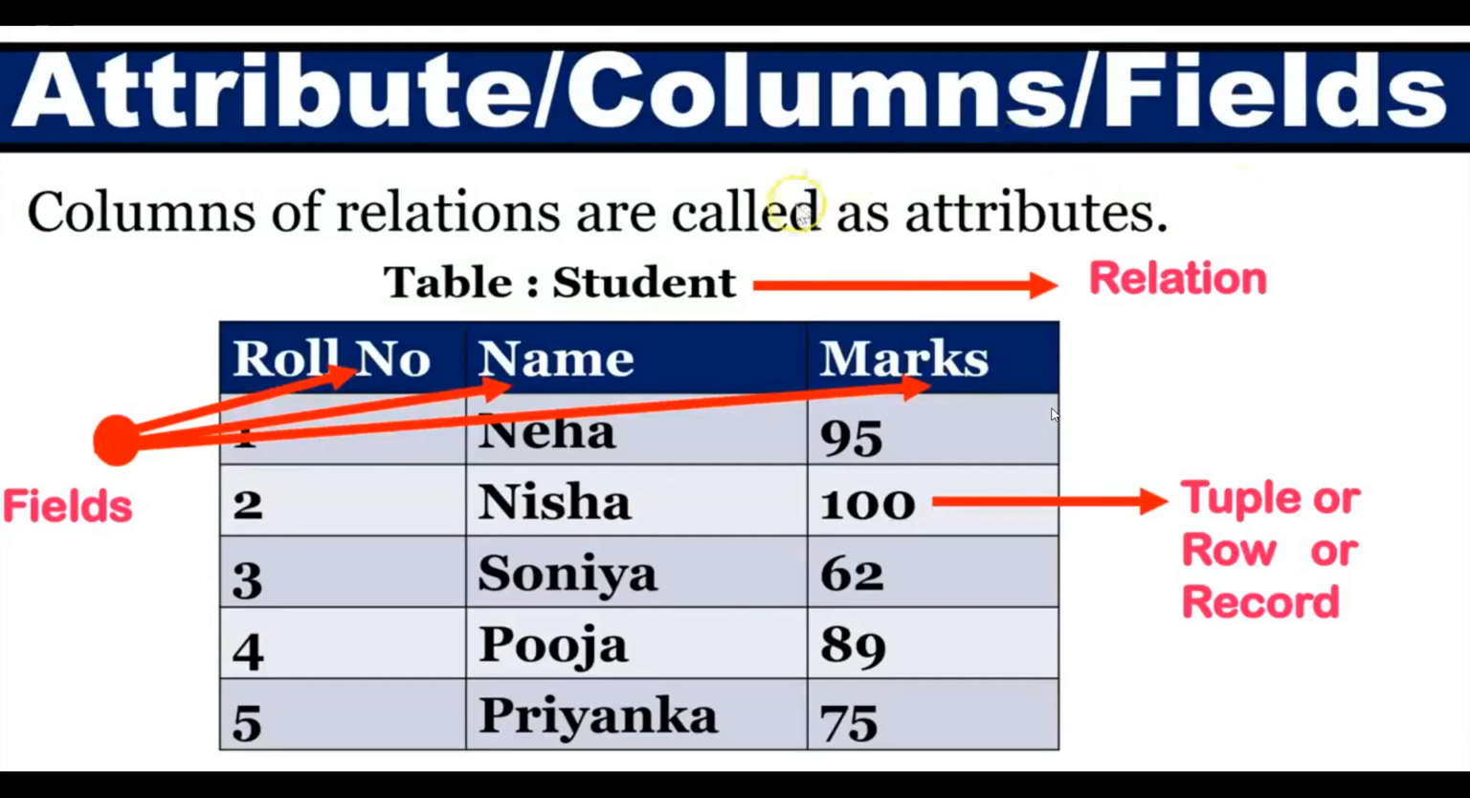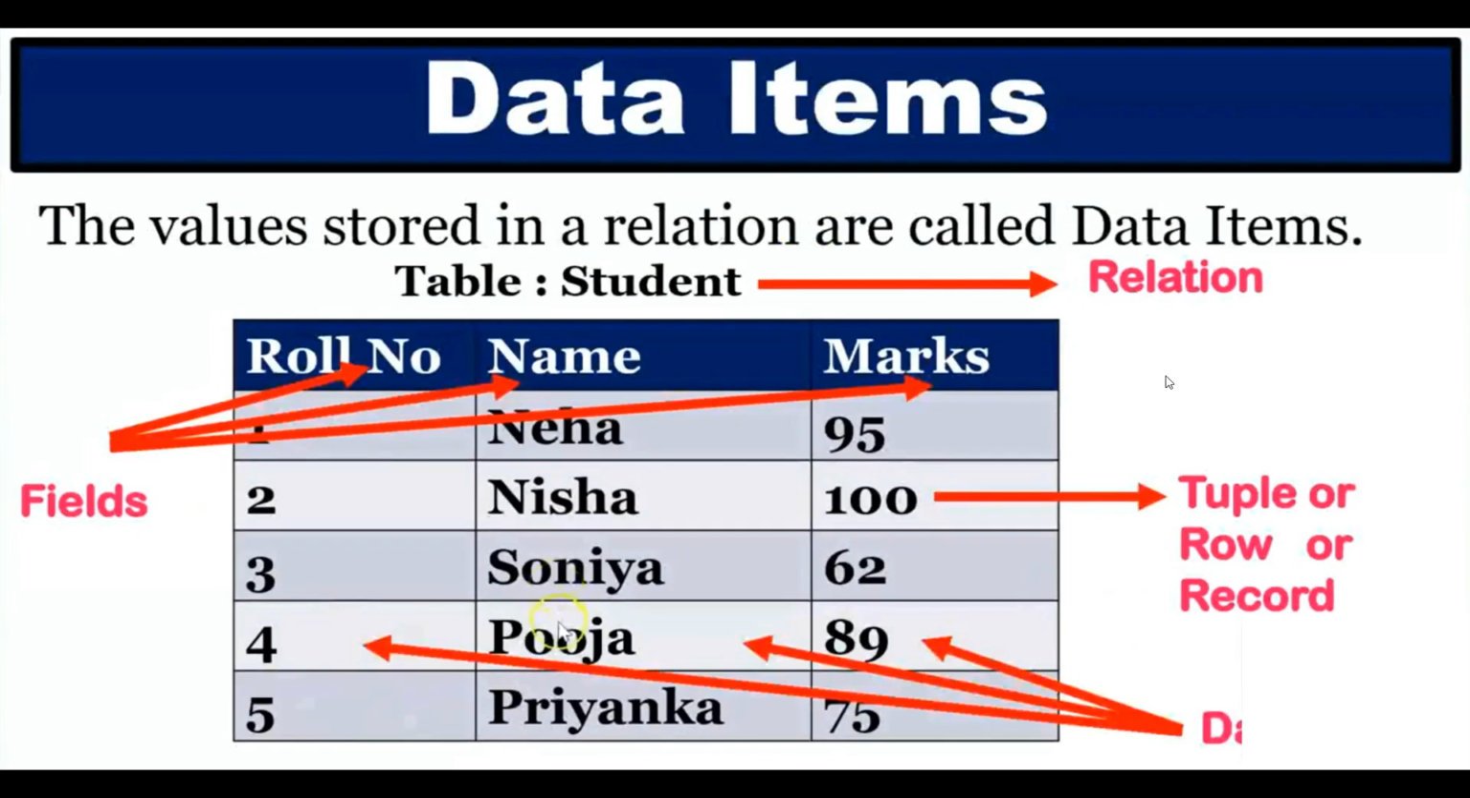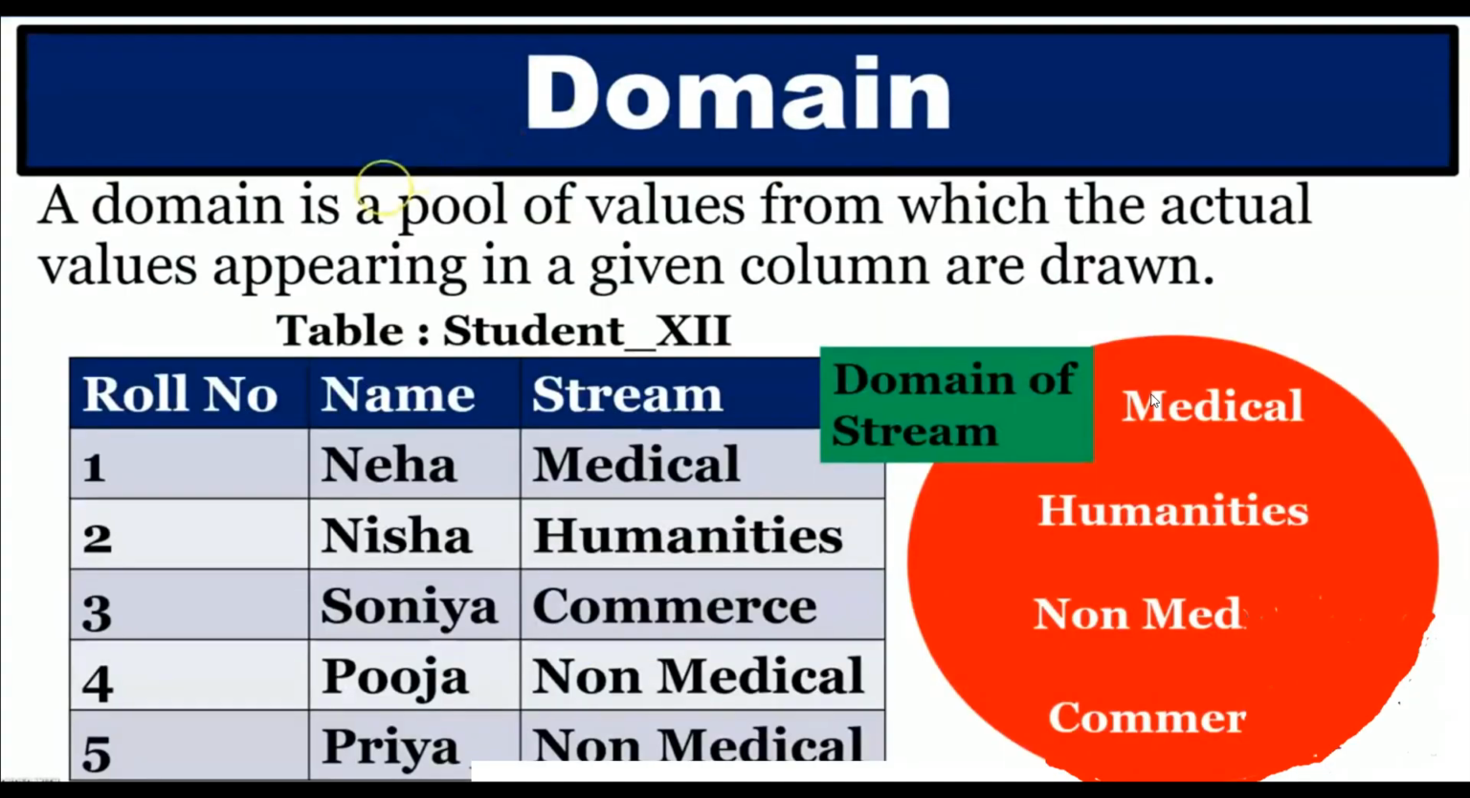I hope your concept of relation, attribute and tuple is clear. Next is your data item. जो बेसिक डेटा आप यूज़र से एंटर कराएंगे वही मिलके रिकॉर्ड बनाएगा और वही रिकॉर्ड जो है फिर आपका कंप्लीट टेबल बनाएगा. तो स्पेसिफिक डेटा दैट यू आर टेकिंग फ्रॉम द यूज़र इज नोन एज द डेटा आइटम.